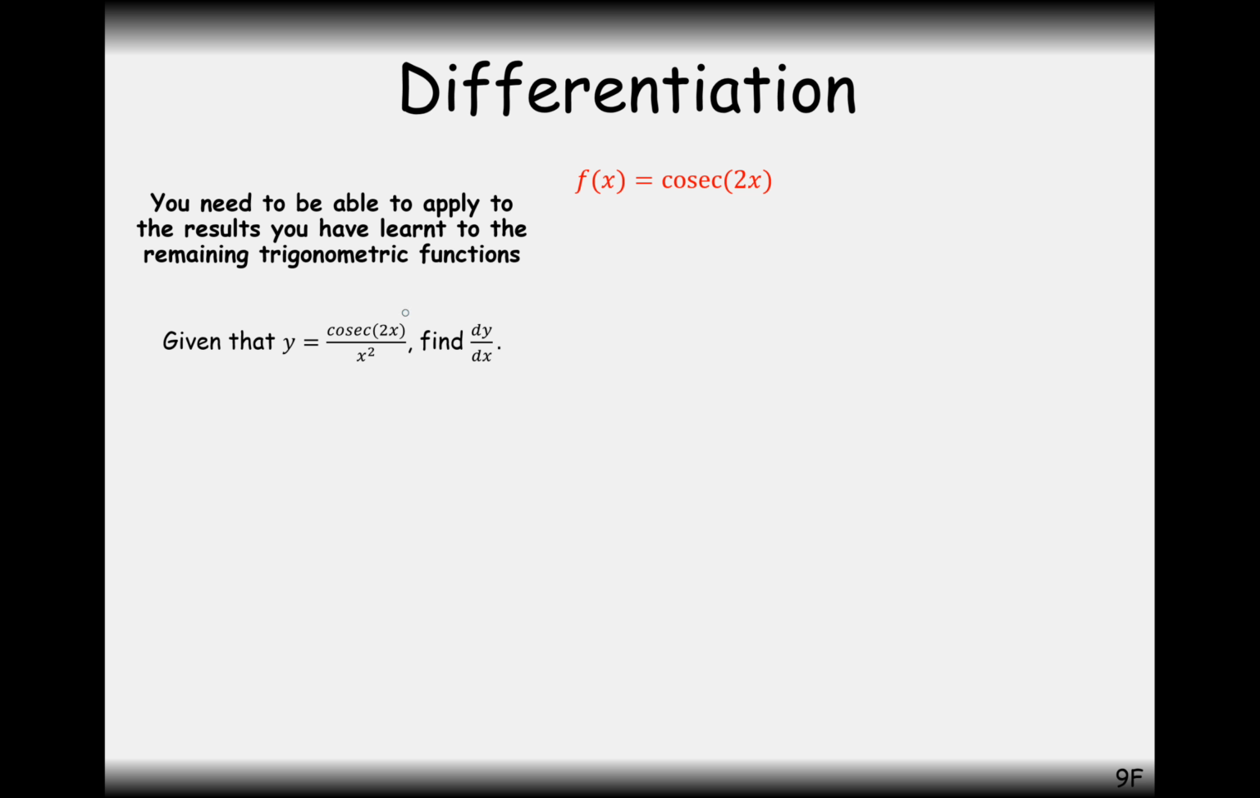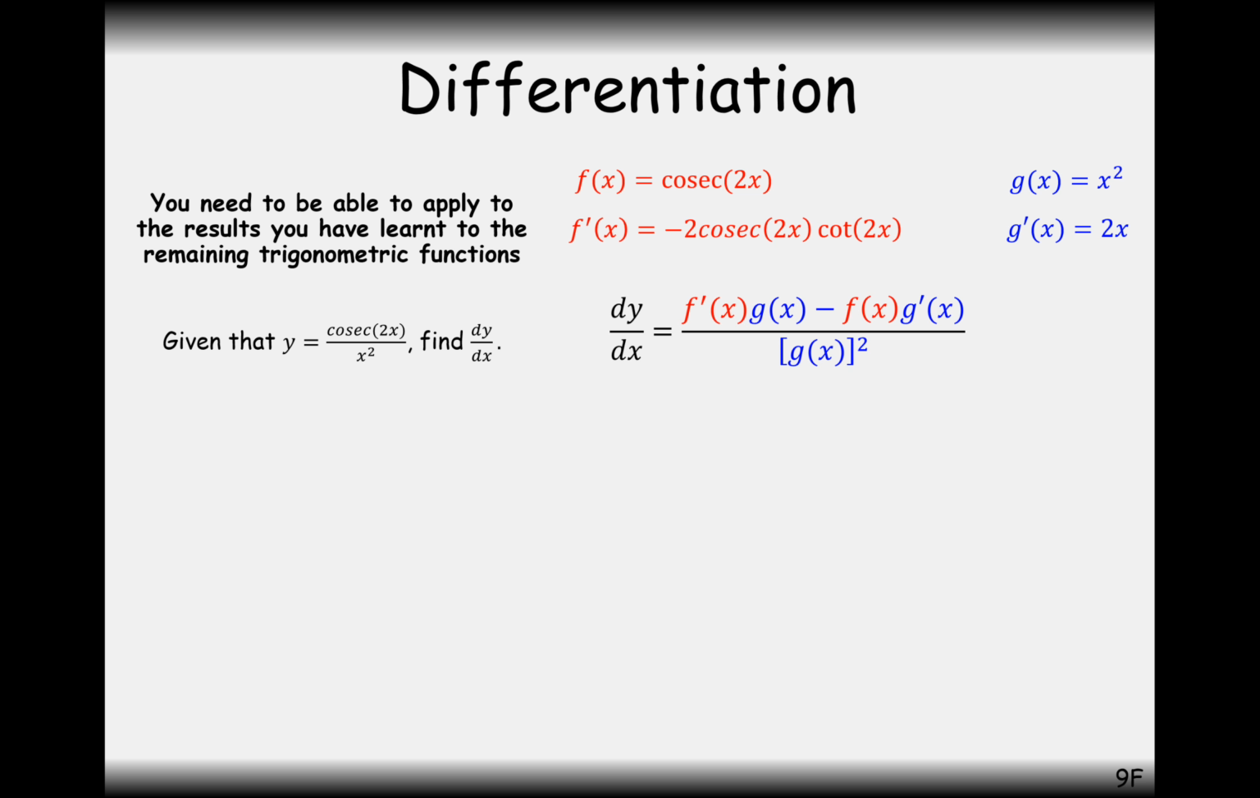So it's the f function on the top first. We need to differentiate that, and we can use the formula booklet to do this. It's minus 2 cosec 2x cot 2x. The g function is x squared, and the derivative of that is 2x. Now the quotient rule is this thing here: f derivative of x, g of x, minus f of x, g derivative of x, all over g of x squared.